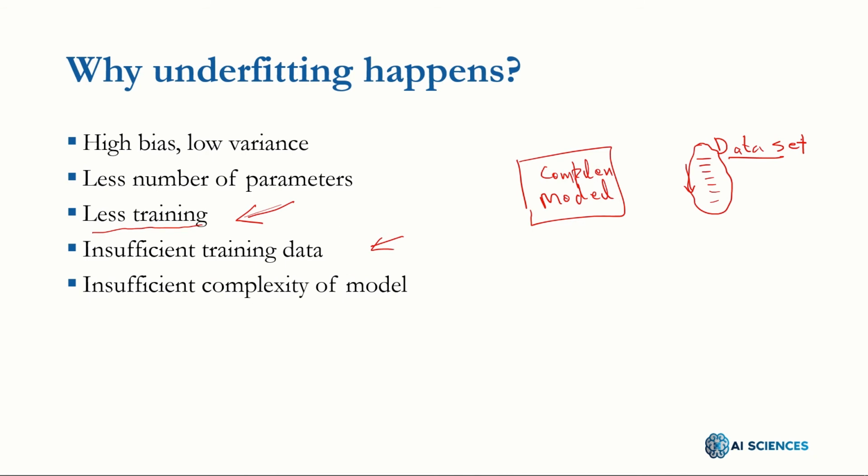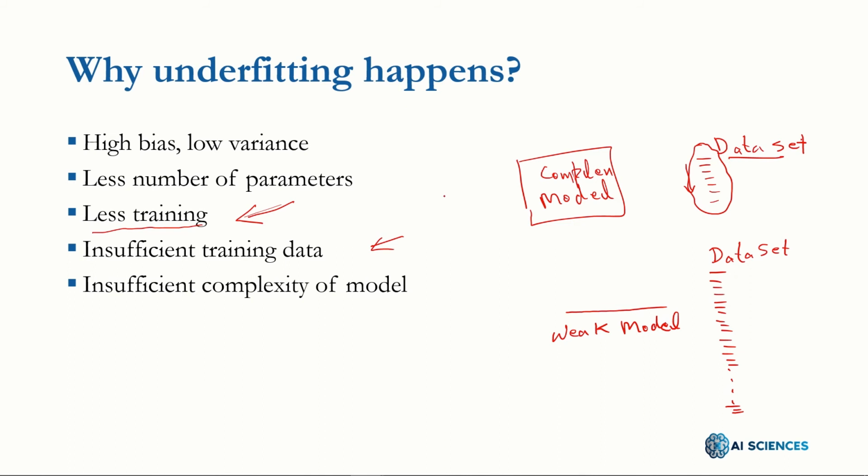Insufficient complexity of the model. If the model is not compatible enough, no matter how good or how much data we provide, let's say the data set is very large, but the model is very linear and very weak, our model won't be able to learn the variances and patterns within the data set, and the model will be underfitted.